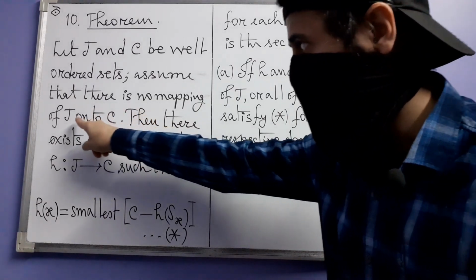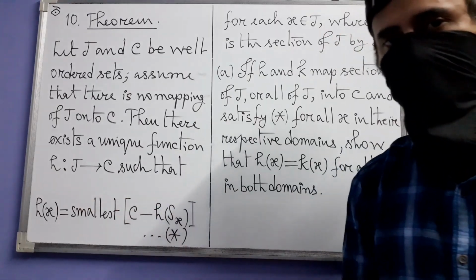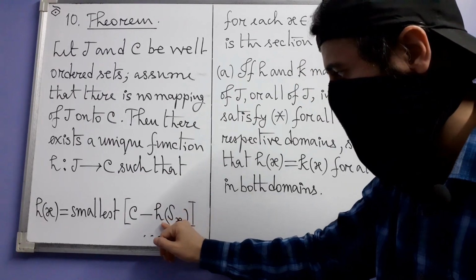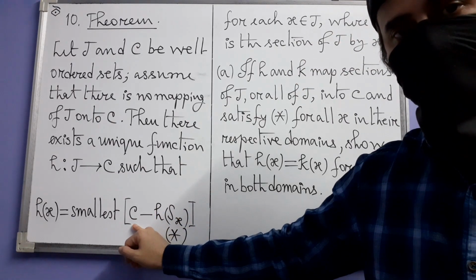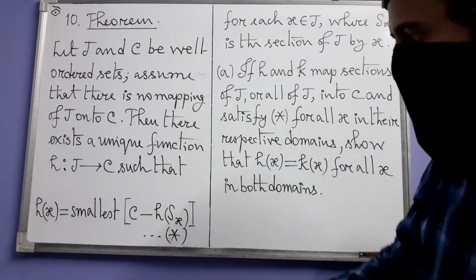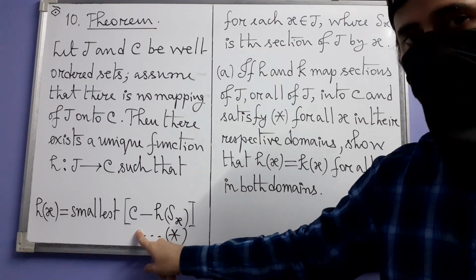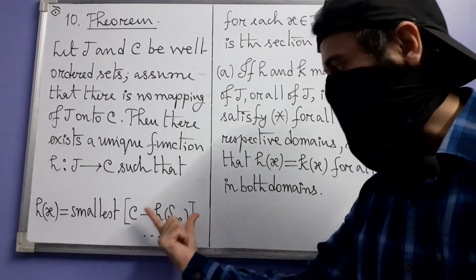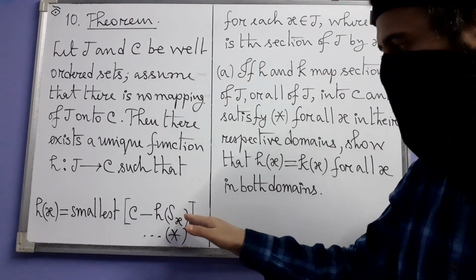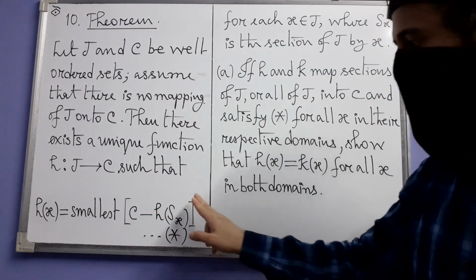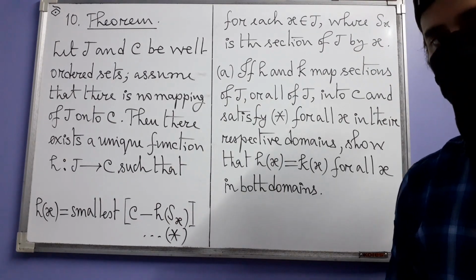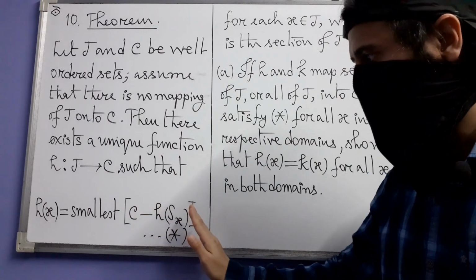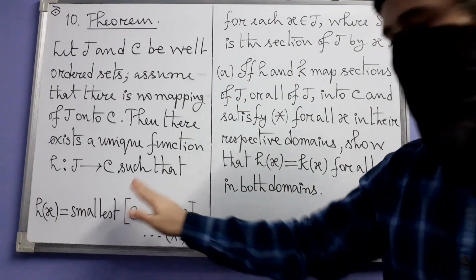Because there is no onto function from J to C, in particular h is not onto, and that is why there is no possibility for this image to be equal to the entire set C. That means this h of Sx will be a proper subset of C, and as such, if we consider its complement in C, which is this difference, then that will be a non-empty set, and the complement of course is a subset of C. Now C difference h of Sx is a non-empty subset of C, and C is well ordered, so this non-empty subset will have a smallest element. That is this right hand side.